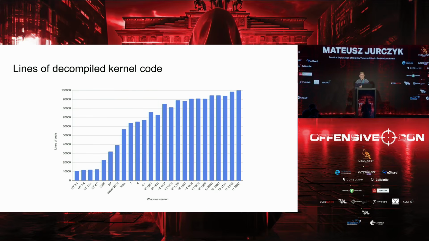Here on this diagram, you can basically see the progression of the size of the code base. I basically decompiled every major version of the Windows NT kernel and figured out which functions are responsible for handling the registry and counted the number of lines of code. So the main takeaway here is that it started at around 10,000 lines of code in Windows NT 3.1, and over the next 30 years, it has grown basically tenfold to around 100,000 lines of decompiled code in Windows 11. So it's really been increasing in size.